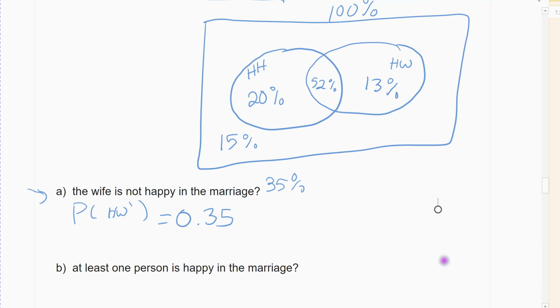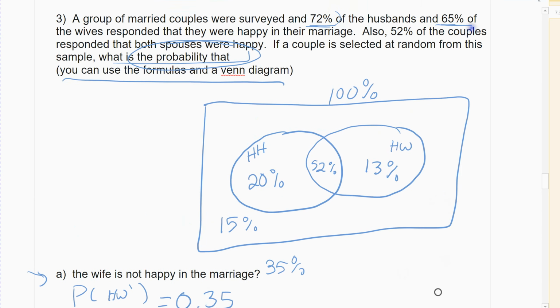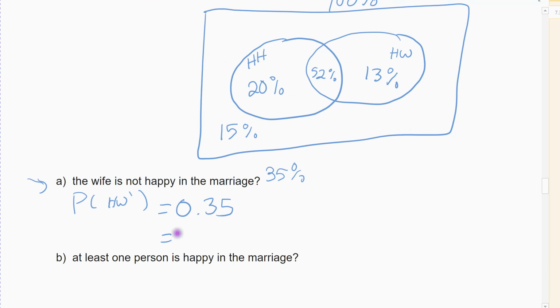Or you could use the complement, right? The problem told us that, so you could use the complement formula. The problem told us that 65% of the wives responded they were happy, which would be a probability of 0.65, and you could have taken 1 minus the 0.65 as the complement, and that would give you the 0.35 as well. Alright, so you could have used the formula.